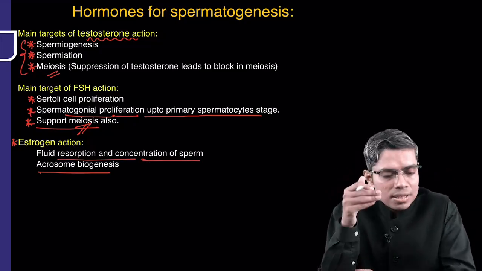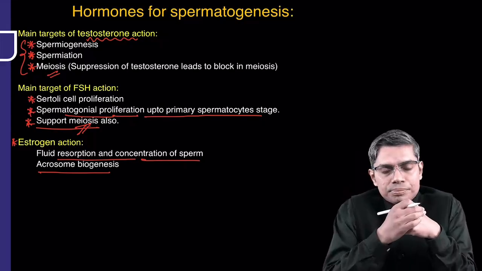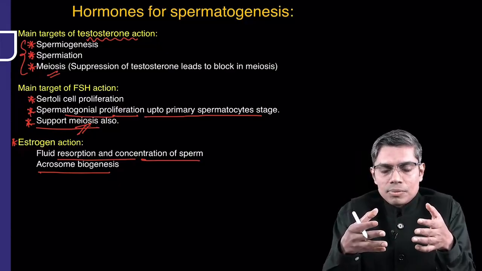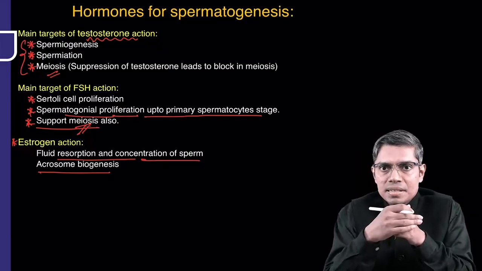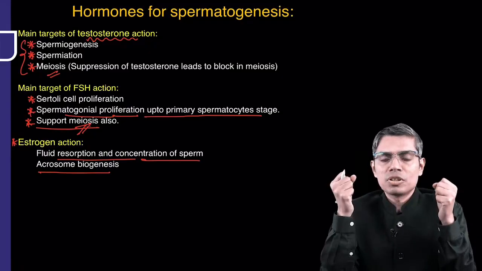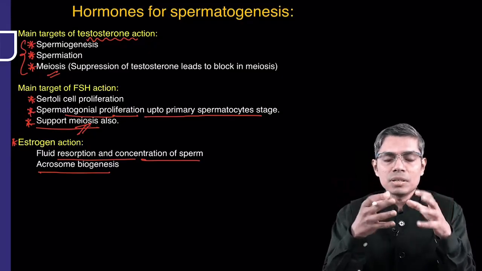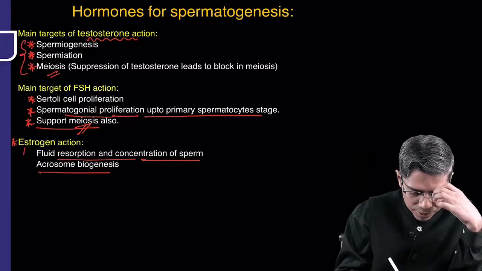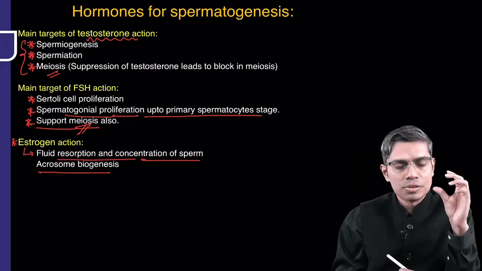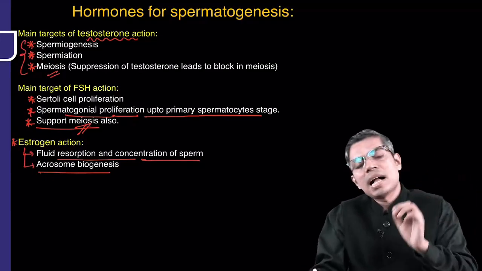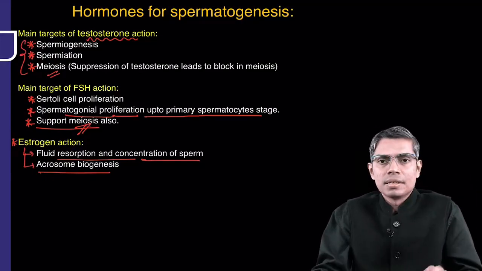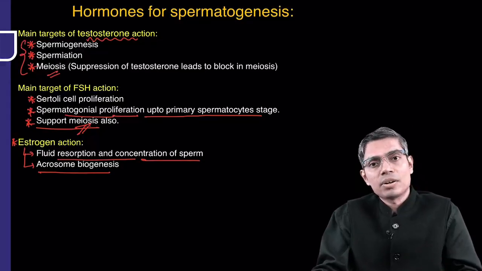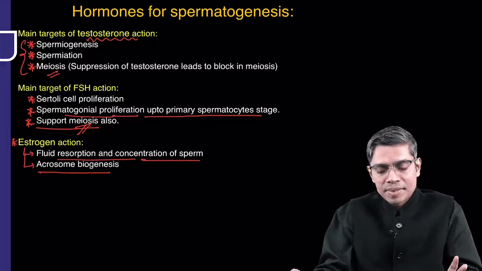I told you that when the sperm is produced at the level of the testes, it enters the level of the rete testes, right? So from the seminiferous tubule, it enters the rete testes, and at the level of the rete testes, there is a huge amount of fluid reabsorption. Because of the reabsorption of fluids, concentration of the sperms occurs. Which hormone is helpful for this reabsorption of excess fluid? That is estrogen. And estrogen's second function is acrosome biosynthesis. That's why the sperm contain the estrogen receptor, because estrogen is helpful for acrosomal biosynthesis, right?